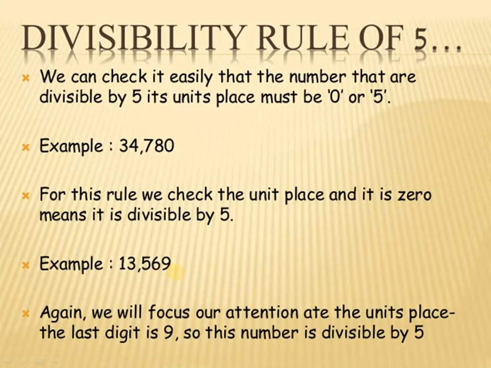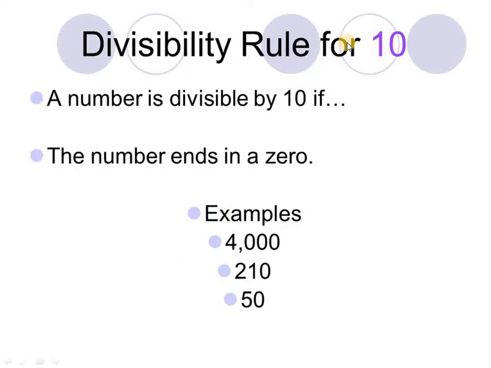Next, we have another example, the divisibility rule for 10. It is very simple: if the number ends in a 0, then it will be divisible by 10. Examples: 400, 4000, 210, 50. What is a common thing among all these examples? The common thing about them is that they all have 0 at their ones place. So that is why all these numbers are divisible by 10. So that is the divisibility criteria or rule for 10.